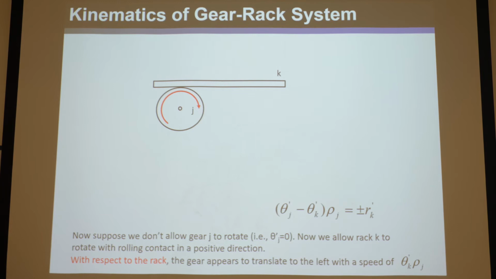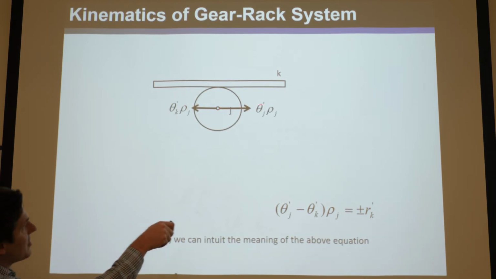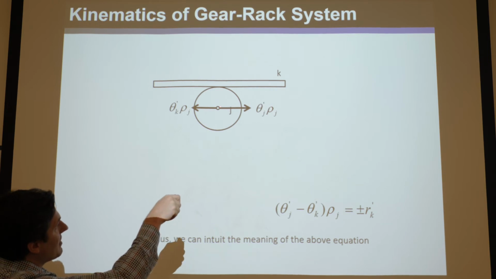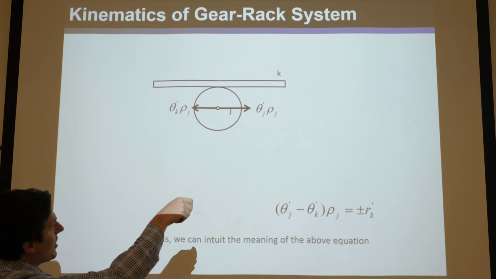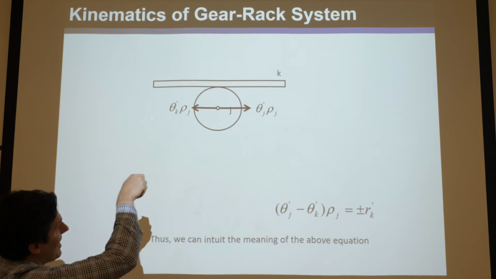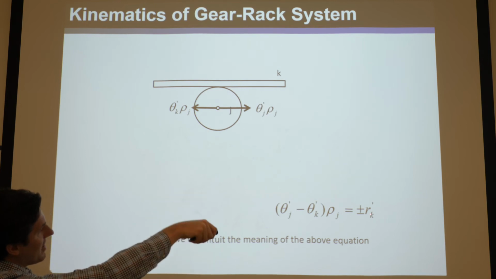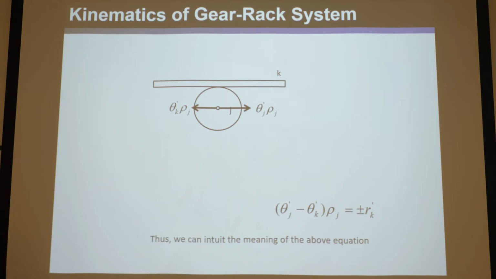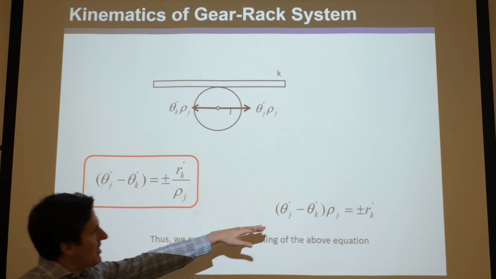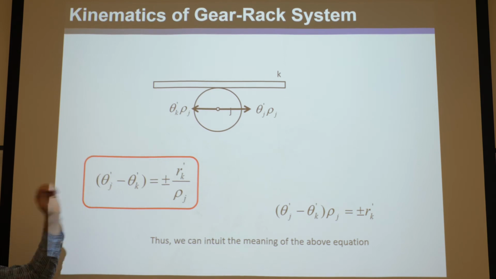Okay, so by that little thought experiment, I show here, this is essentially rho J prime in that direction, or theta J prime rho J, minus theta K prime rho J in that direction. That's why you add, subtract, and you get this. Okay, so from that, hopefully you can see that this is a true equation, and if we just divide this by that, we get this, and this is what you'd memorize for a rack and pinion.